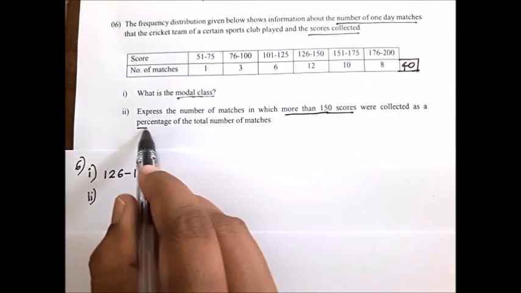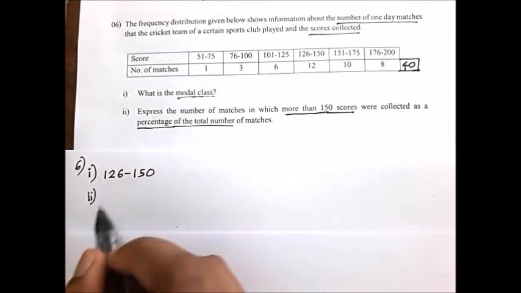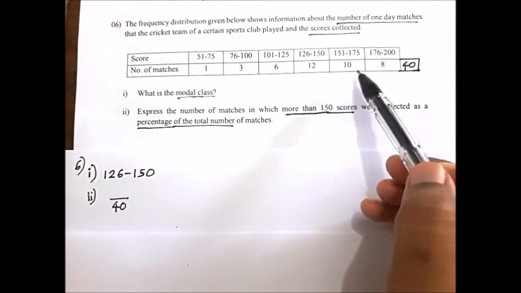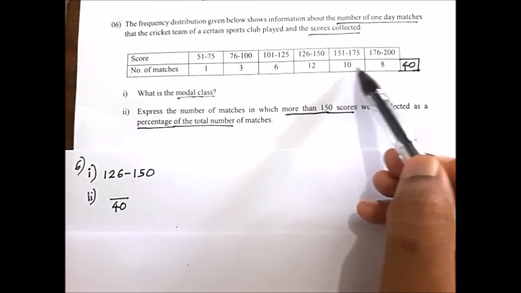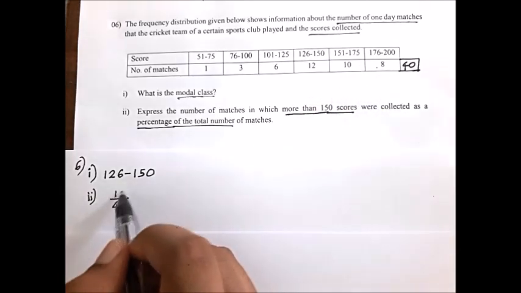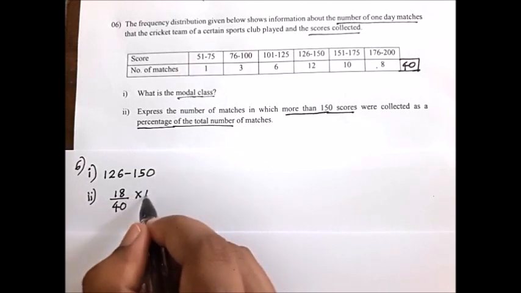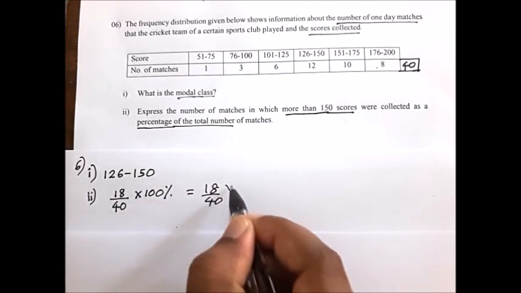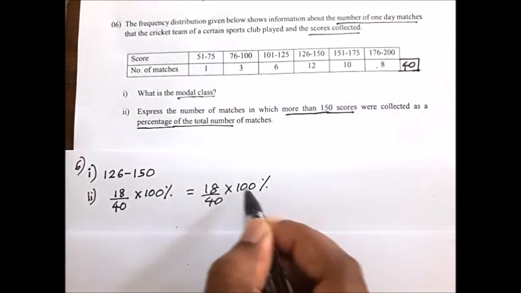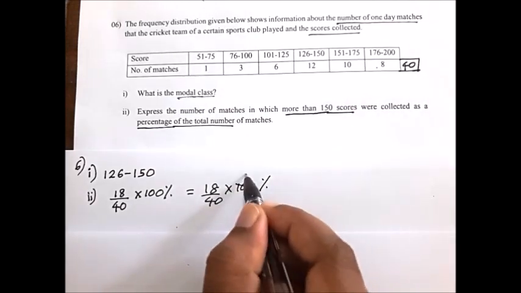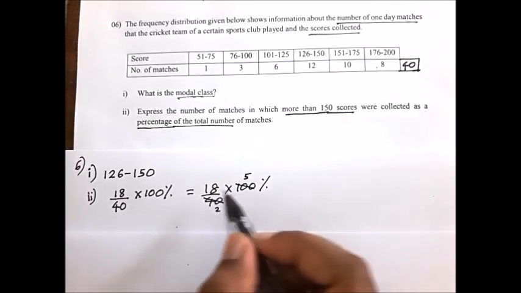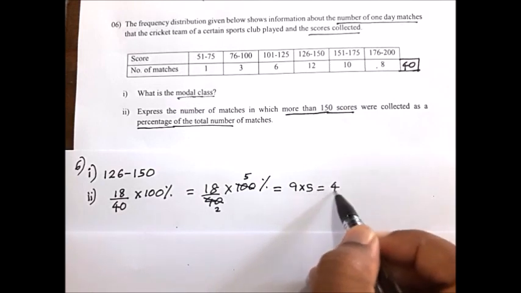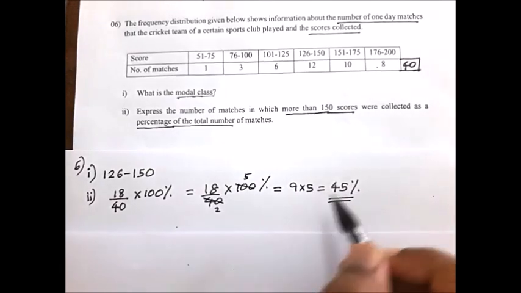Now you have to represent it as a percentage of the total number of matches. The total number of matches is 40. Out of 40 matches, it scores more than 150 in 18 matches. To convert this into a percentage, multiply by 100%. You can cancel these by 20. There are 5 twenties here and 2 twenties there. Now 18 divided by 2 is 9. 9 multiplied by 5 is 45%. This is the answer for the second one.